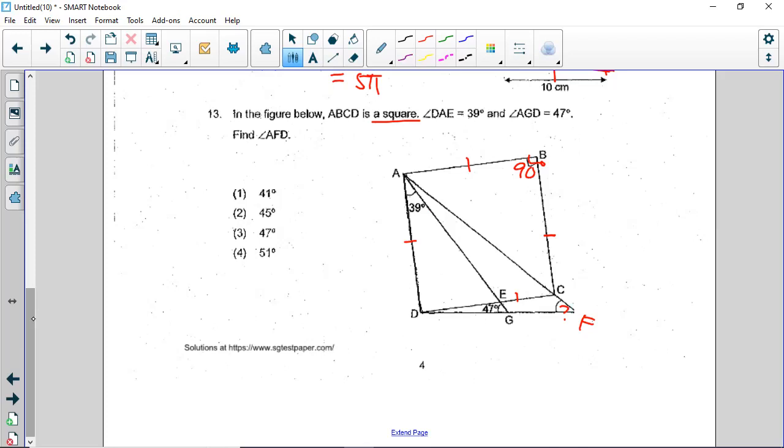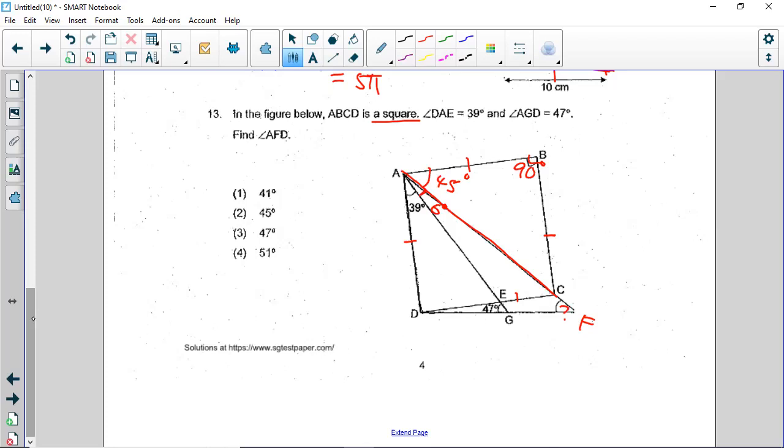Now look for other angles that are easier to find. Can you see this line that cuts the right angle into half? So this must be 45. And then what is this angle over here? It has to be 45 minus 39, which is 6. Okay, 6 already, right? What else can you find?